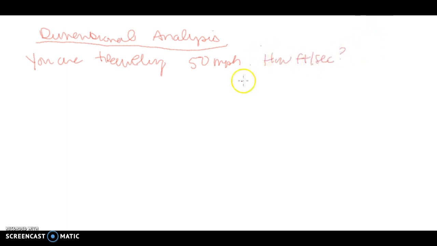So when you're looking at the problems, you need to pick out first the thing that you're given, which in this case is 50 miles per hour. And that's the thing you're always going to start with over here.